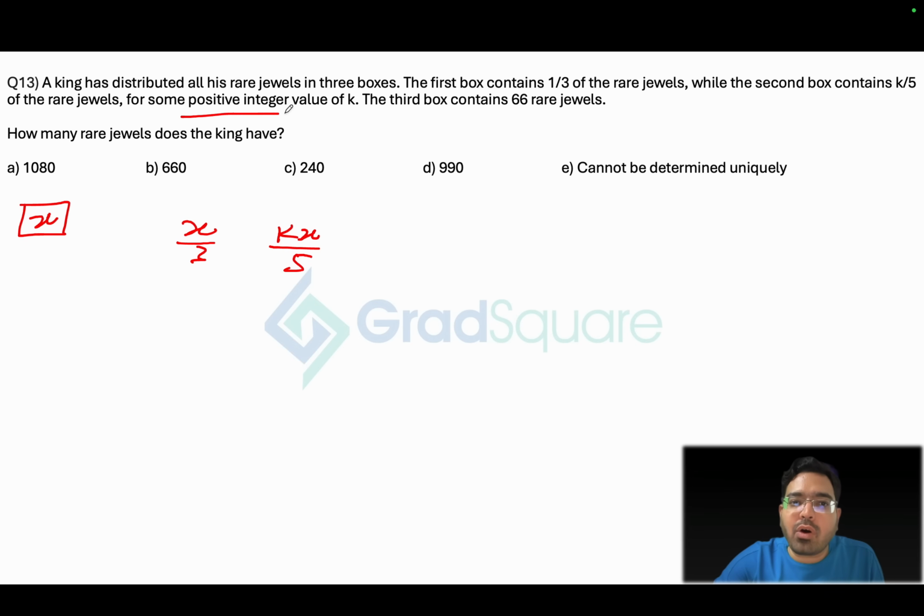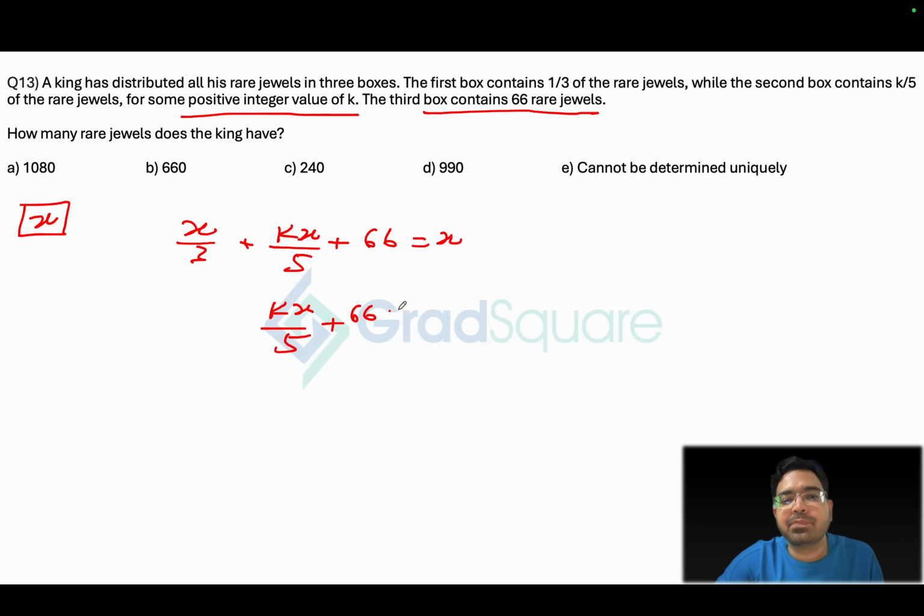For some positive integer value of k, very clearly given to you, you are not looking at fractional values, you are looking at integer values and positive integer values. The third box contains 66 rare jewels. So if I add all of these 3 values, it should give me the total number of jewels, which is x. That means kx by 5 plus 66 equals 2x by 3. Correct? Now take all your x on one side and try to frame an equation there. It will become 66 equals 2x by 3 minus kx by 5.